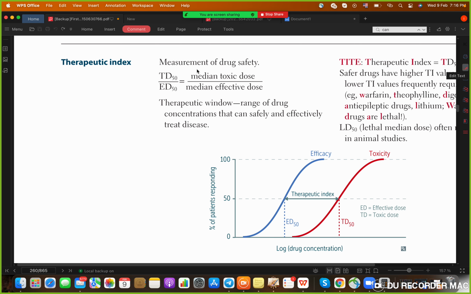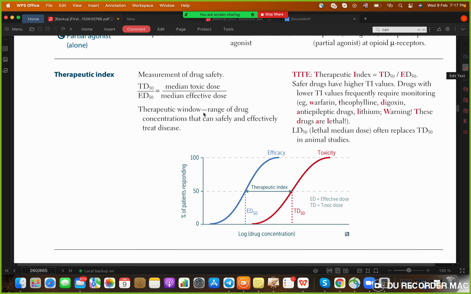Okay, measurement of drug safety. The therapeutic index is the median toxic dose divided by the median effective dose. For 50-50, what does that mean? For at least 50% of the people. So what is the median toxic dose for 50% of the people? What is the median effective dose for 50% of the people? The therapeutic window is the range of drug concentration that can safely and effectively treat the disease.